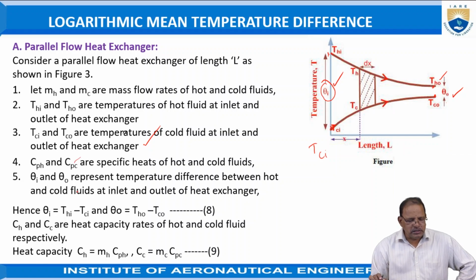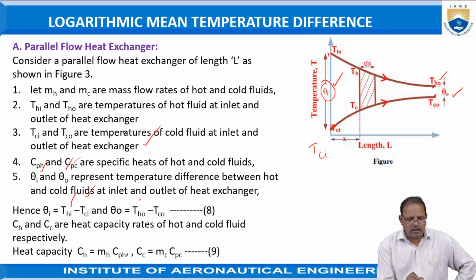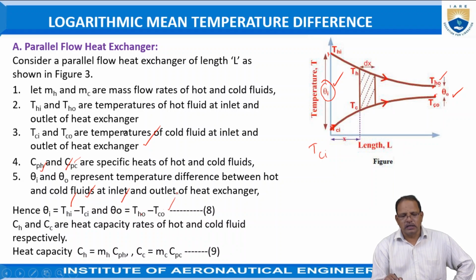Represented as CPH and CPC. Theta i represents the temperature difference between the hot fluid and cold fluid at the inlet of the heat exchanger. Similarly, theta o represents the temperature difference between the hot and cold fluids at the outlet. So theta i and theta o are completed. Hence theta i is equal to THI minus TCI, and theta o is equal to THO minus TCO, the difference of the hot fluid at the outlet to the cold fluid at the outlet, represented in equation number 8.